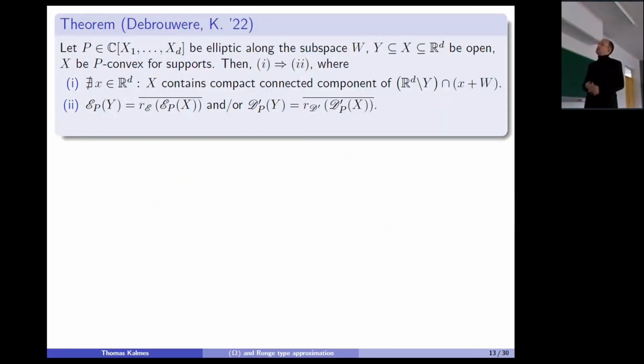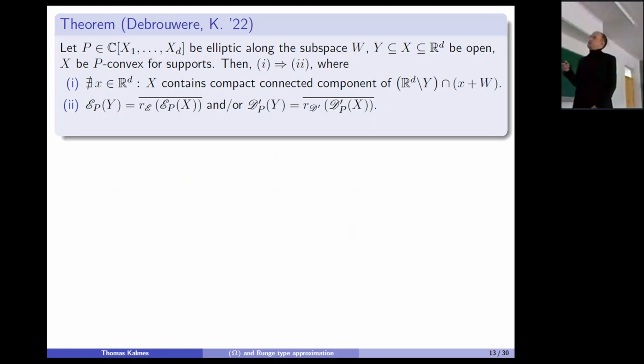Okay, and the first one of these was quite recently obtained together with Andreas. So we have a polynomial P which acts along a subspace and is elliptic there. Again, we have open subsets Y and X in the usual way contained in one another, for which the larger one is p-convex for supports. Then we have the following sufficient condition for denseness of the restriction maps: there is no x in Rd for which the larger set X contains a compact connected component of the complement of Y intersected with the translate by x of our subspace along which the polynomial acts elliptically.